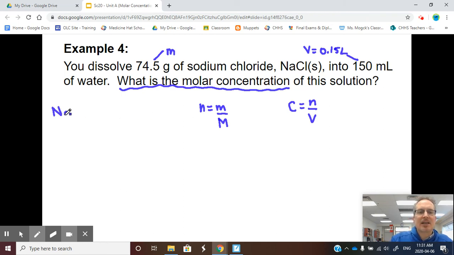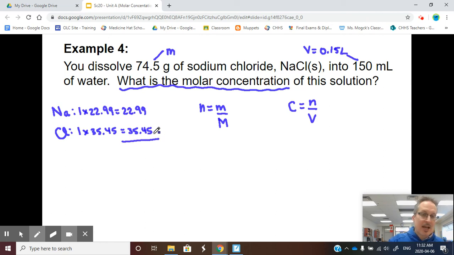Since it's NaCl, I have 1 sodium and I have 1 chlorine. So 1 times 22.99 is going to be 22.99. 1 times 35.45 is going to be 35.45. So I'm going to add 22.99 plus 35.45, and the answer is 58.44 grams per mole. That's my molar mass. If you would like to put a capital M next to it, that's just fine.